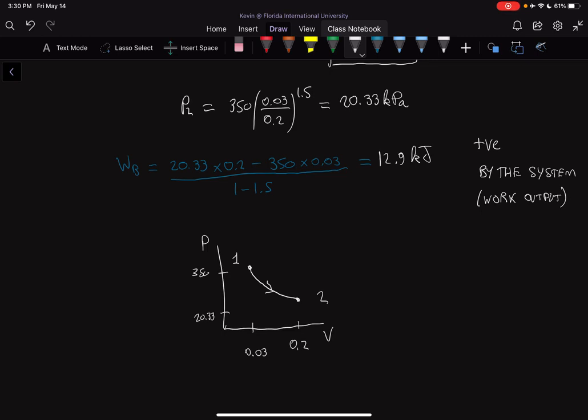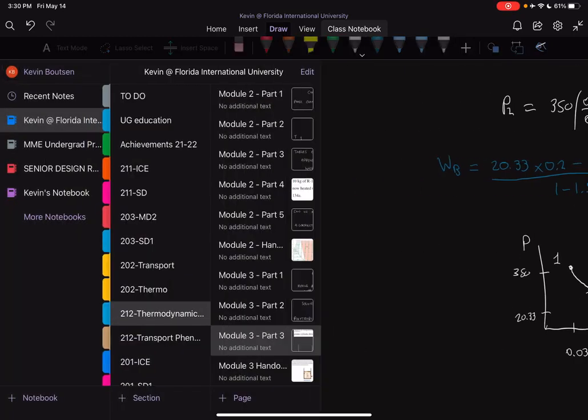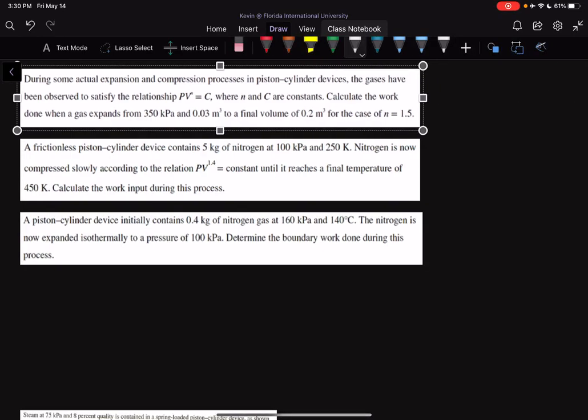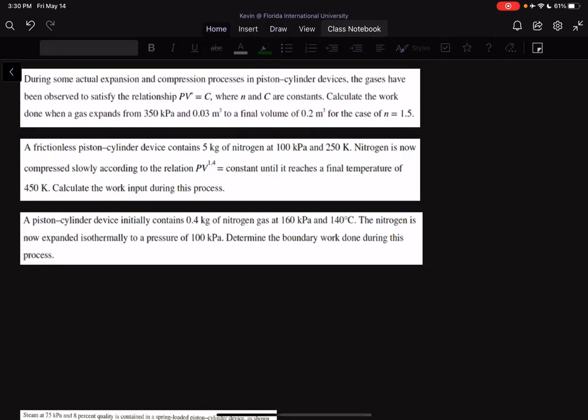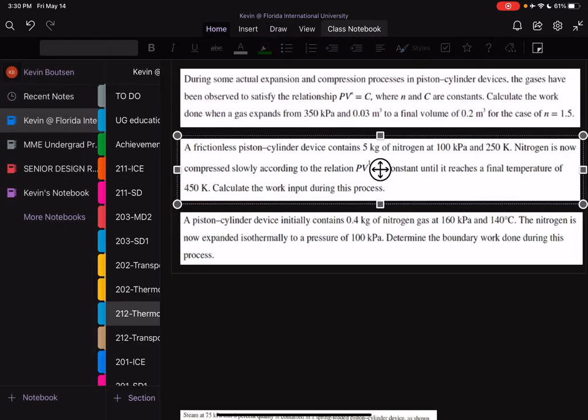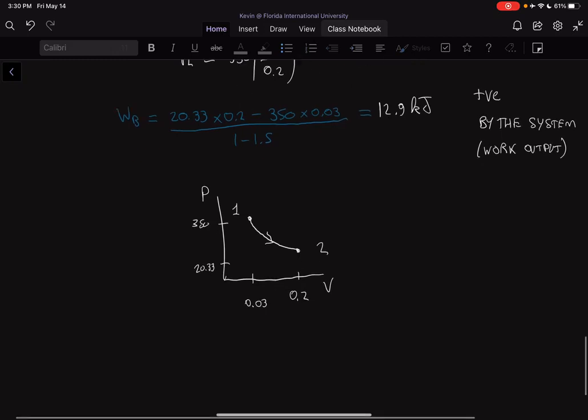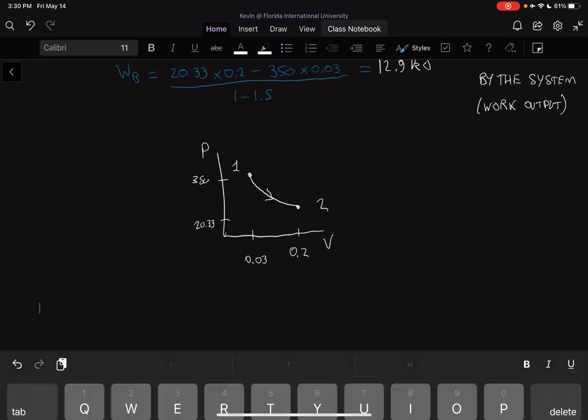So let's look at another example problem. Let's copy over the next example problem in our handout. And we'll work on that next.